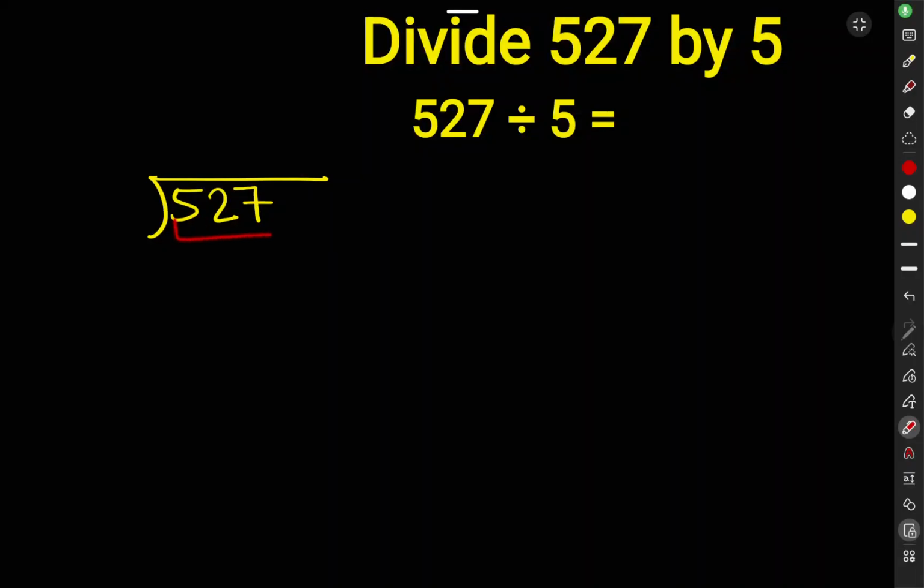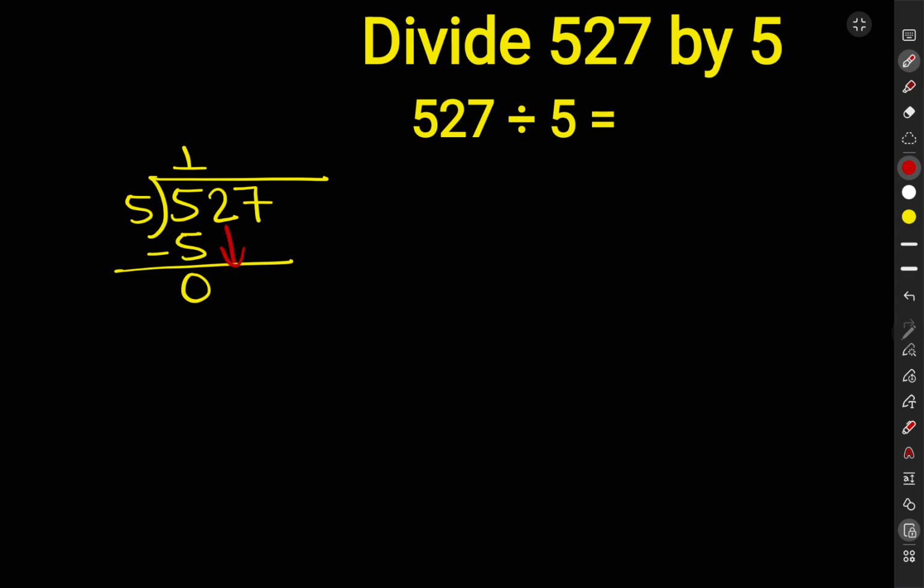Divide 527 by 5 in a long division method. 5 times 1 is 5. On subtracting, we get 0.